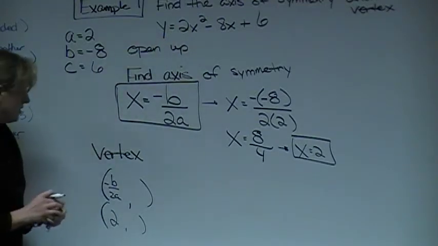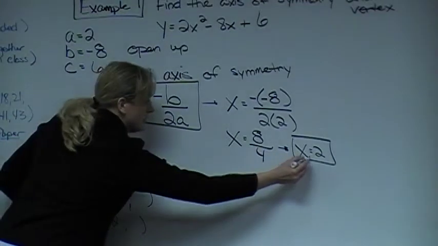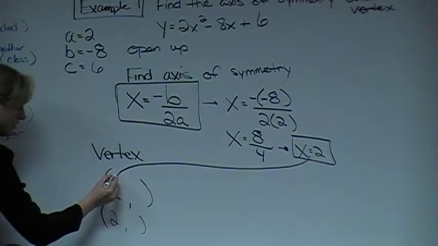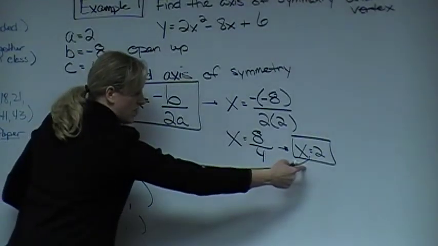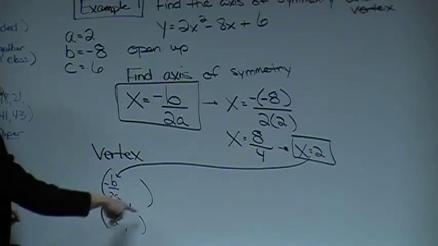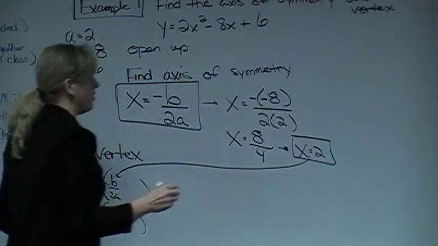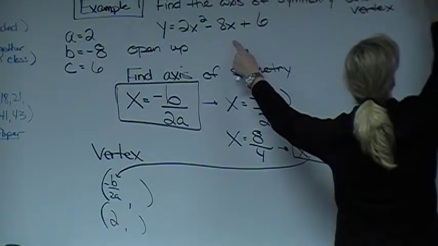So now I'm going to plug in 2, which is my x-coordinate. Remember, this will always be what this number is right here. Whatever your axis of symmetry is, which we always find first, will always be the x-coordinate of my vertex. And I'm going to find y by plugging it back into my original equation. So here I go. Right up here, y equals, this is to find y.